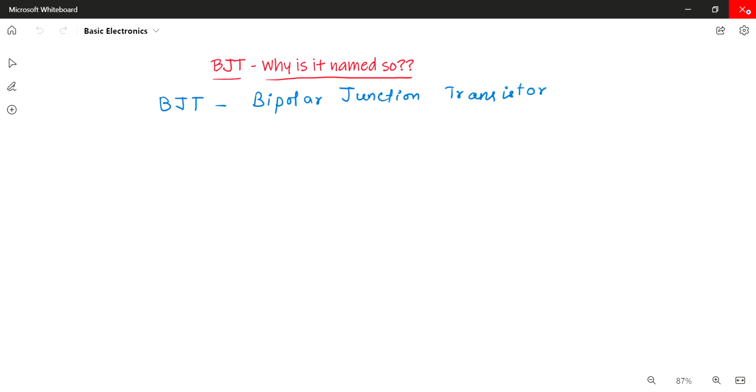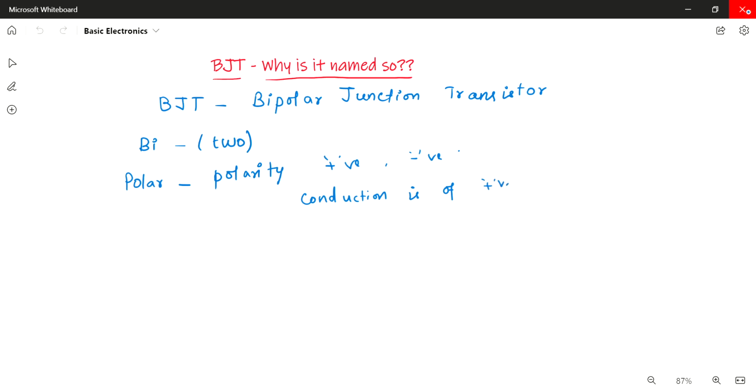So let me start with bi. Bi means it is 2. Bi represents 2. What is 2 in this? Next, let us see about polar. What is the meaning of polar? Here polar represents the polarity. Polarity is nothing but positive polarity and negative polarity. That means conduction is because of both positive and negative polarity.